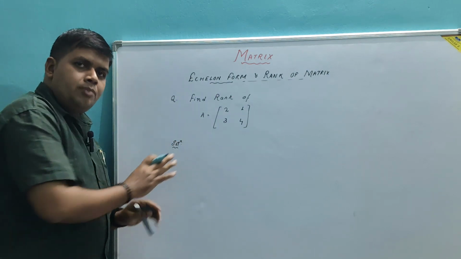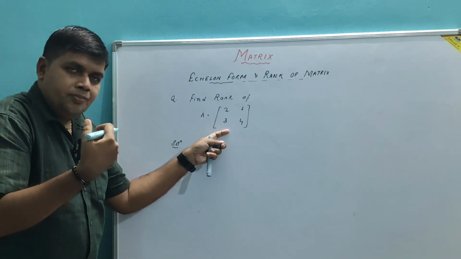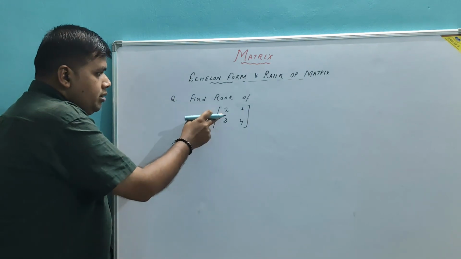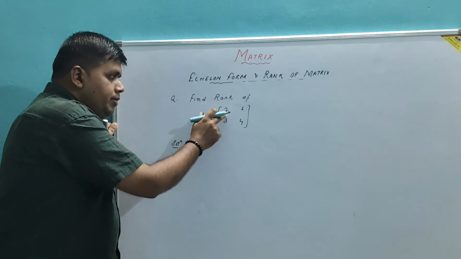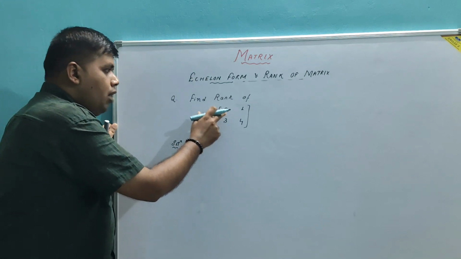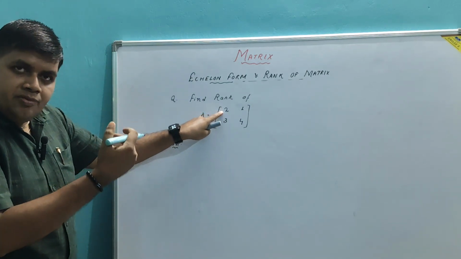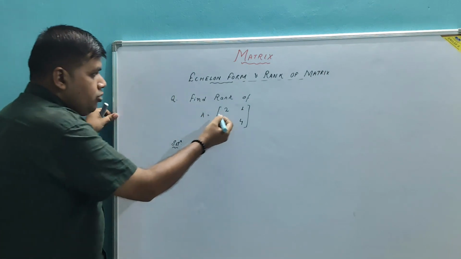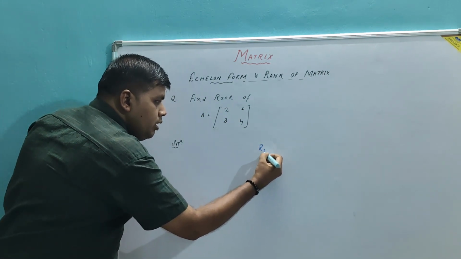So is it in echelon form? No, it is not in echelon form. So we have to convert it into echelon form. So the easy way to convert is, first this is the pivot element, so let's make it 1. Now how can we make this element 1? We can make this element 1 by dividing it by 2, because 2 by 2 will give us 1. So what row operation can we perform?